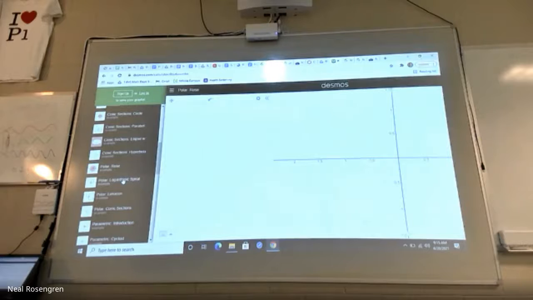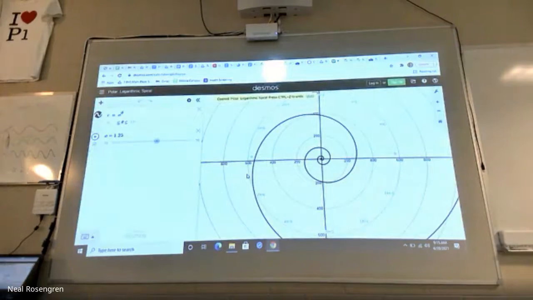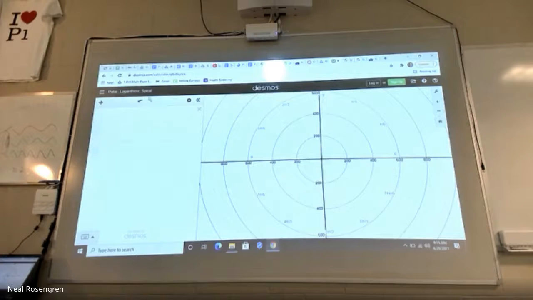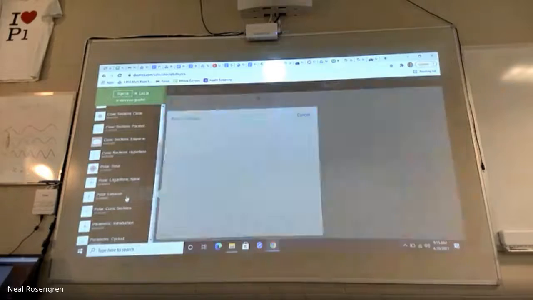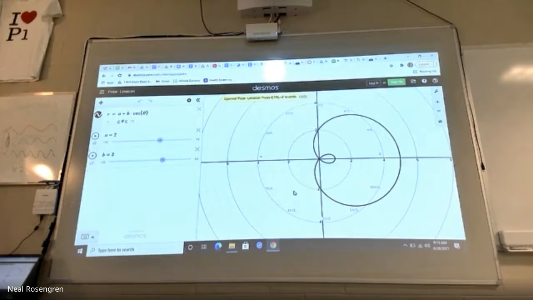Here are the polar roses, the logarithmic spiral, right? It kind of looks like the Fibonacci spiral. I don't know if you guys have seen that. The golden ratio. I have a ton of really cool things that we can do.